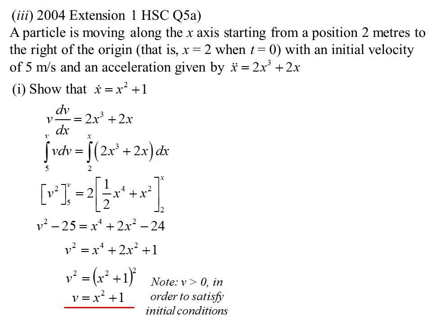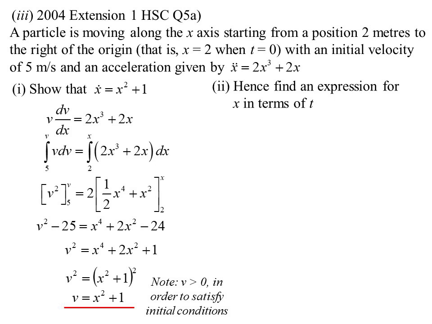Oh, hang on a sec. I need to explain why I didn't say plus or minus. They've asked me to show that. If I'd just written that down without an explanation, I probably wouldn't have got full marks. Because they've said, well, hang on, why did you discount the possibility that v is negative x squared plus 1? But our initial conditions had it that way, so that's why we chose the positive.